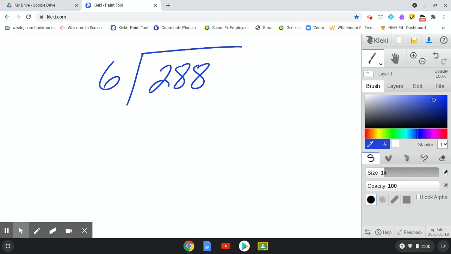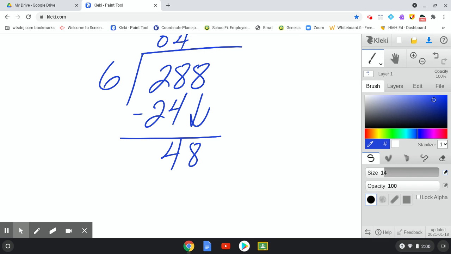So 6 goes into 2 0 times, goes into 28 4 times. 4 times 6 is 24. Left with 4, bring down our 8. 6 goes into 48 exactly 8 times. 8 times 6 is 48. So this is telling us that the average speed should be 48 miles per hour. So 48 miles for every 1 hour they drive.